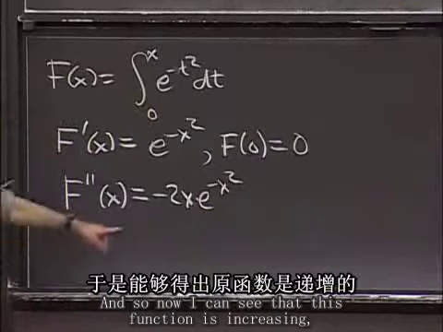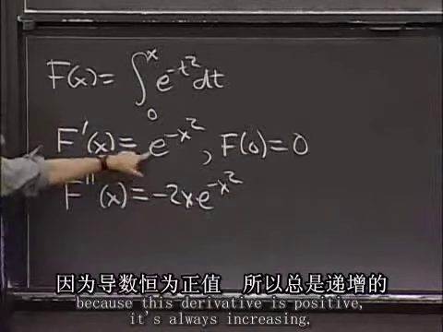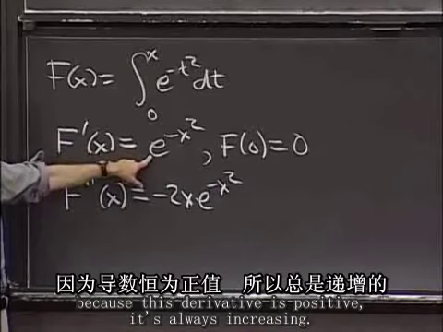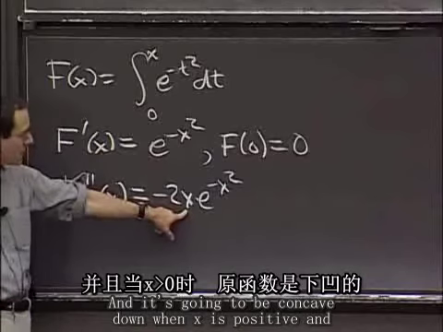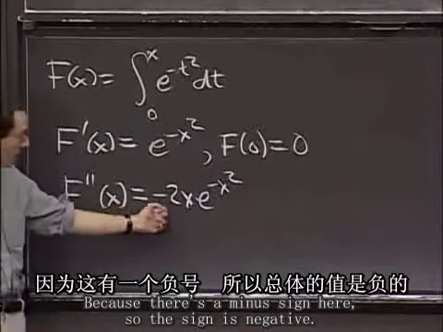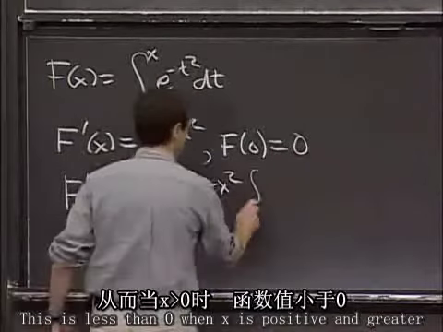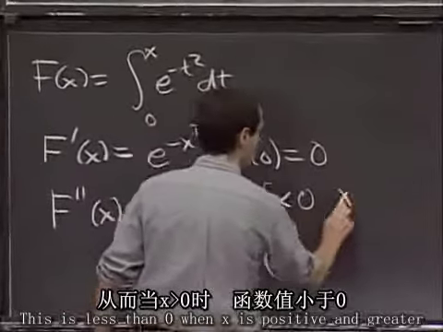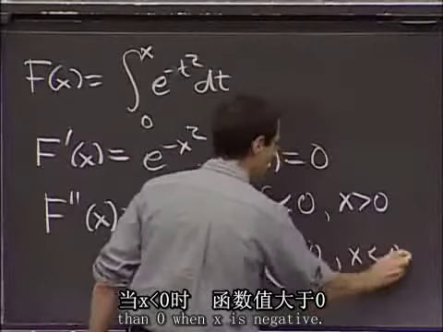And so now I can see that this function is increasing because this derivative is positive. It's always increasing. And it's going to be concave down when x is positive and concave up when x is negative, because there's a minus sign here. So the sign is negative. This is less than 0 when x is positive and greater than 0 when x is negative.